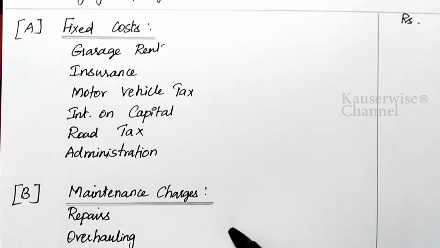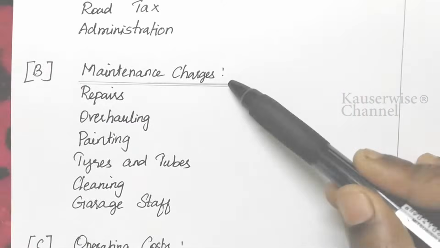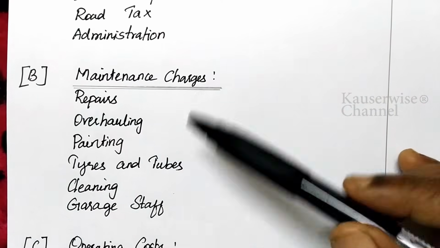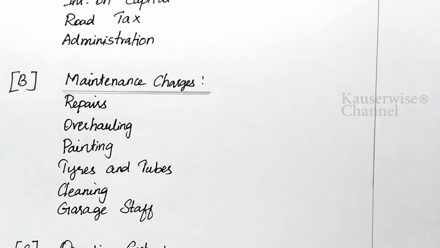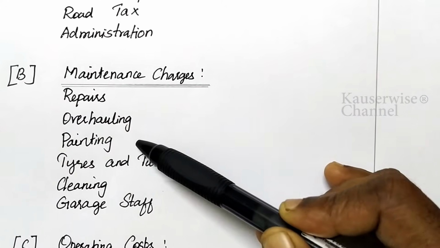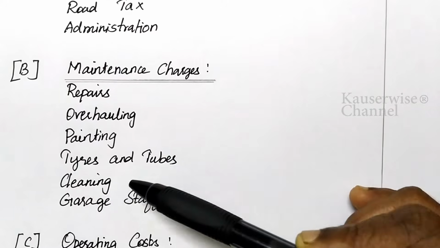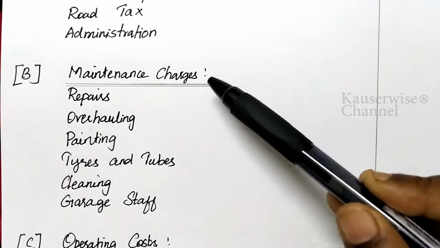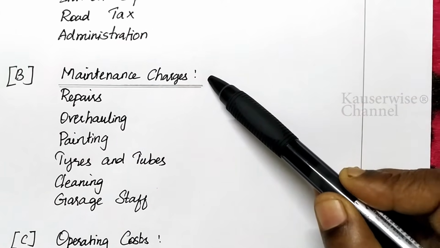The second one is maintenance charges. Maintenance charges means these are the charges which are required to maintain the particular transport. For example, repairs, overhauling, painting, tires and tubes, cleaning, garage staff. These are the examples of maintenance charges for the transport sector.